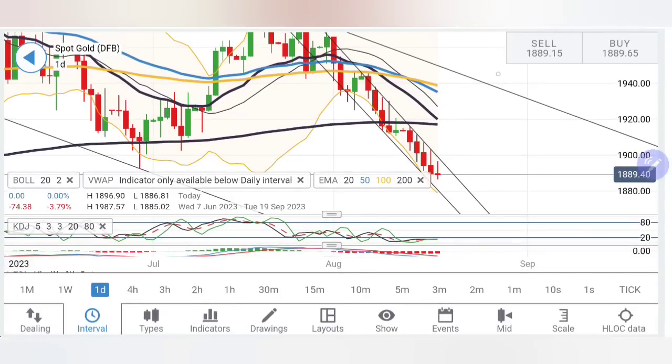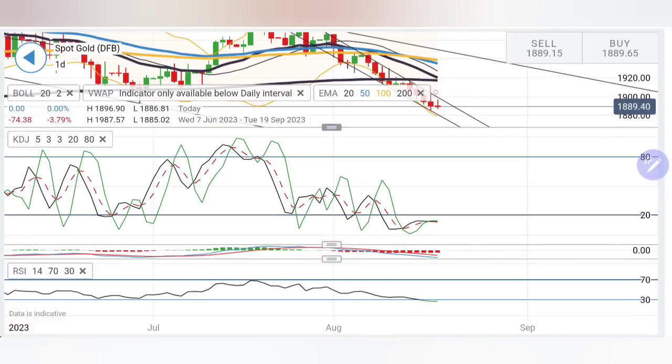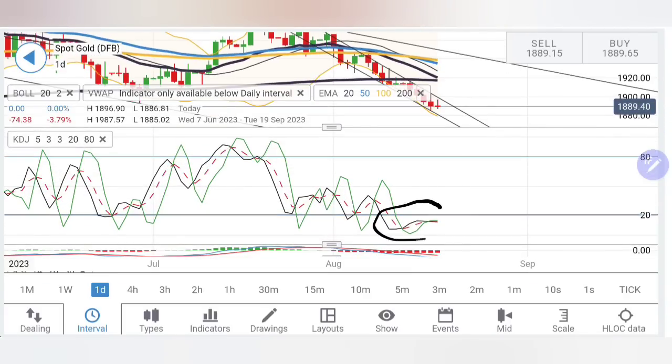So on the upside, now we know the first resistance it might face is around 1900, 1910 zone, then 1920, then 1940 levels. So these are critical resistances. Now see why it could show a pullback.